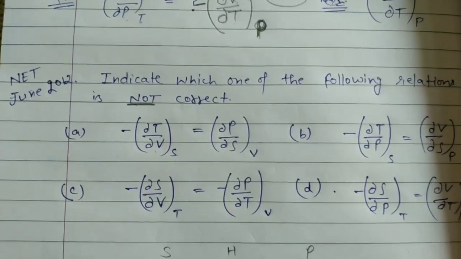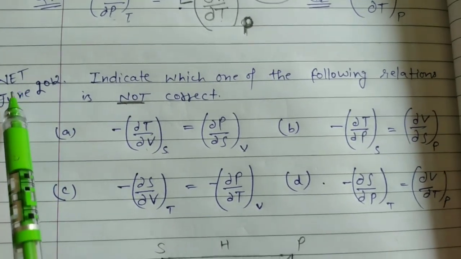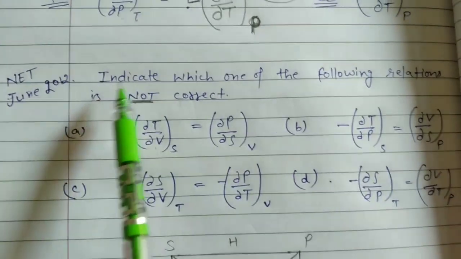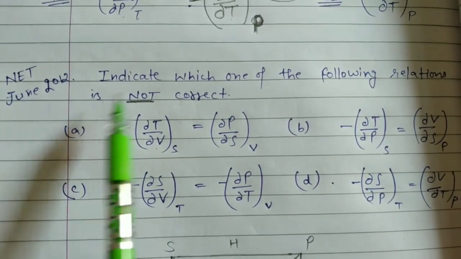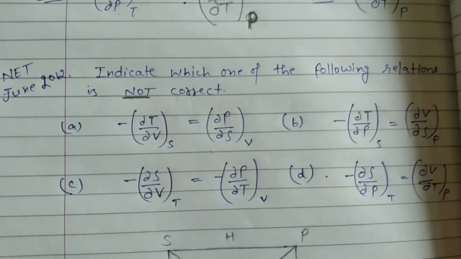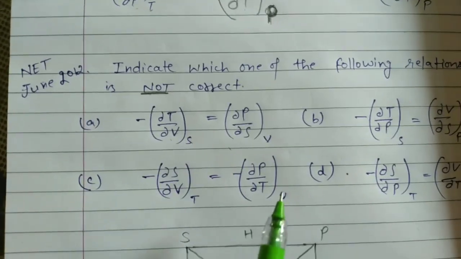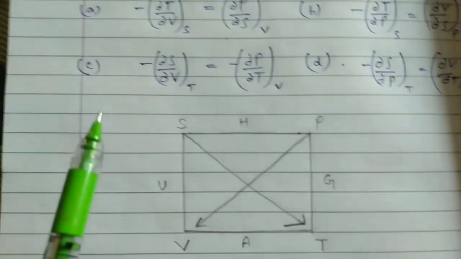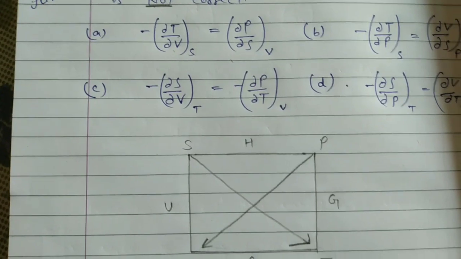You can try one question from the previous exam. The question is from NET June 2012, and the question is, indicate which one of the following relations is not correct. We have to find the incorrect option. So to solve this question, first of all we have to draw the thermodynamic squares that I have already drawn here. So we can check each and every option.